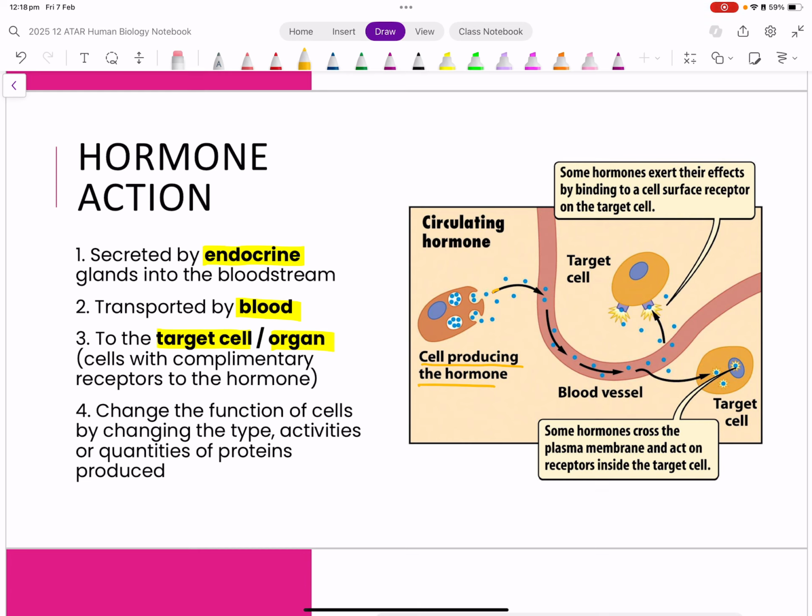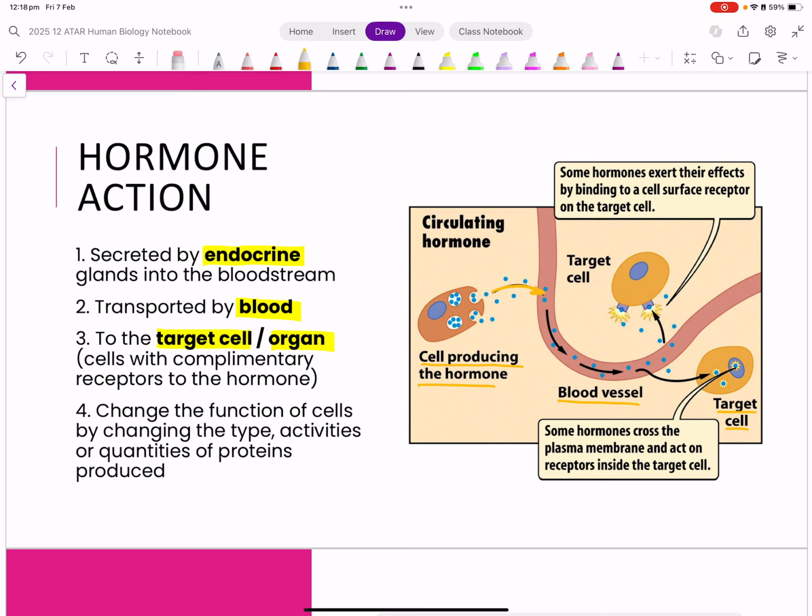And this hormone then travels from that cell into the bloodstream where it is transported by these blood vessels, and eventually they leave the bloodstream when they reach a particular target cell. Not just any cell in the body, they are looking for a particular cell. And that target cell has complementary receptors to the hormone that is being released.